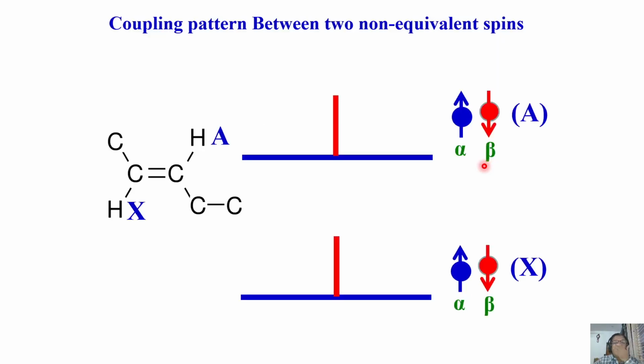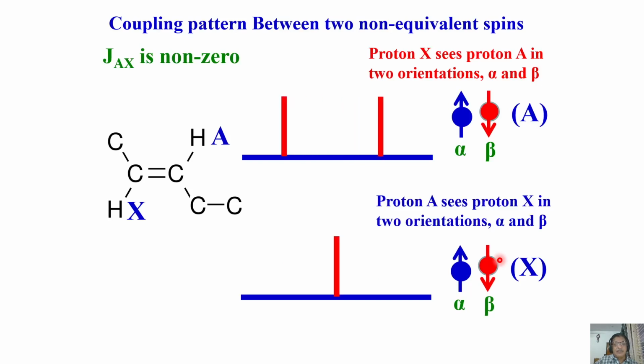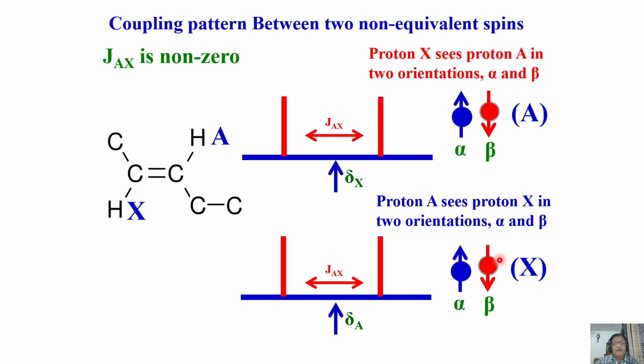Now, for coupling between two non-equivalent spins, we already calculated from the energy level diagram that it will give rise to two lines each. Proton X sees A in two energy states. As a consequence, this will split into a doublet and this will also split into a doublet. This splitting is JAX, and the center gives the chemical shift of X, and this one gives the chemical shift of A.